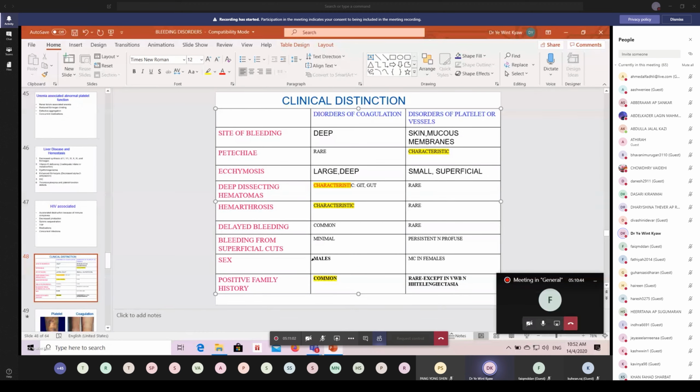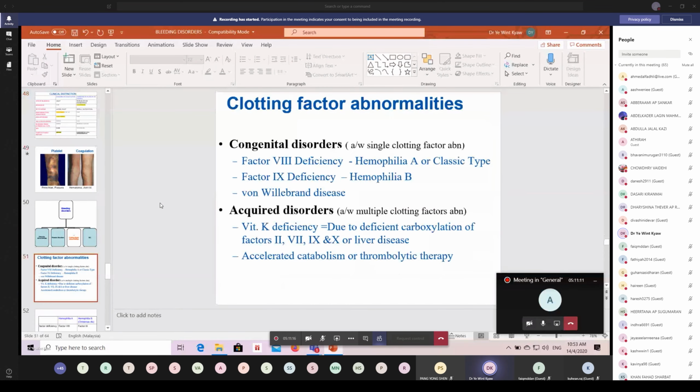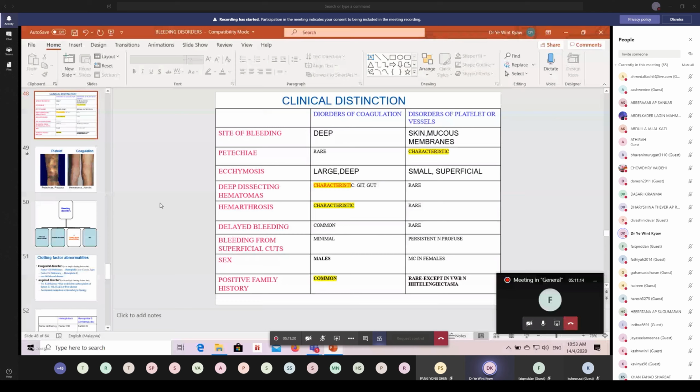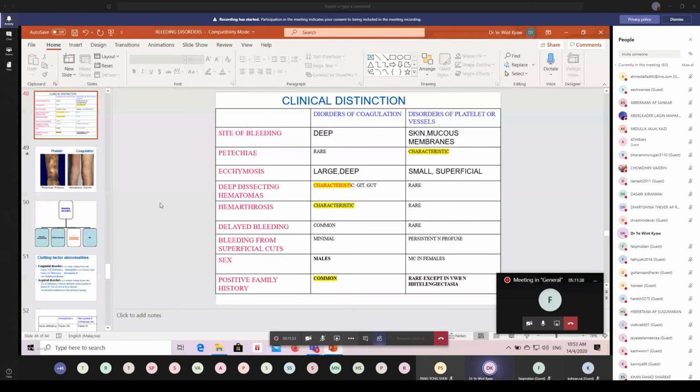So clotting factor abnormality can be genetic or non-genetic. If you complain of bleeding, you need to differentiate according to these features. You can differentiate whether this is a platelet cause or a coagulation cause. Delayed bleeding, for example after tooth surgery, where the bleeding cannot stop for a longer time, is usually due to coagulation disorder.